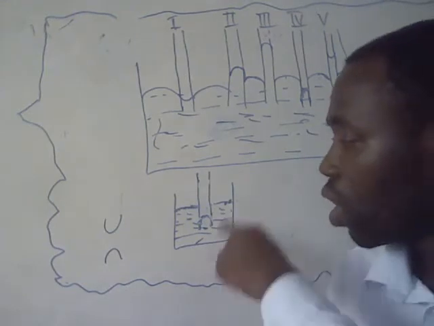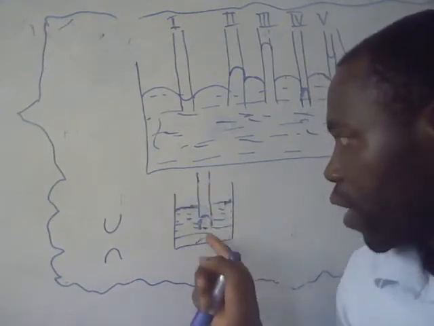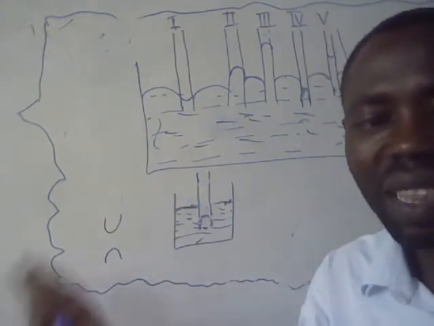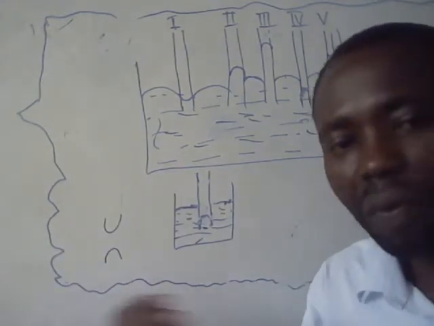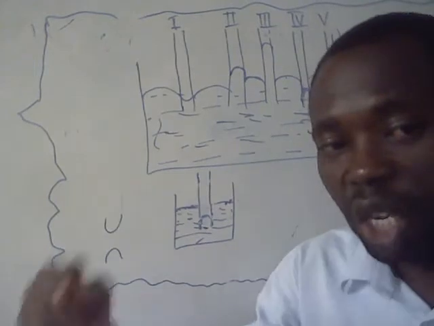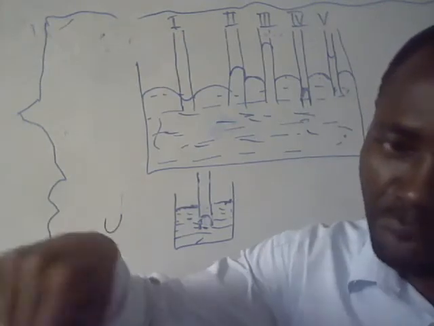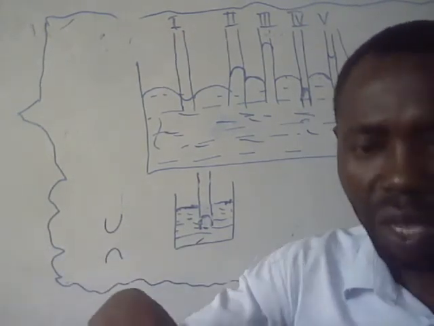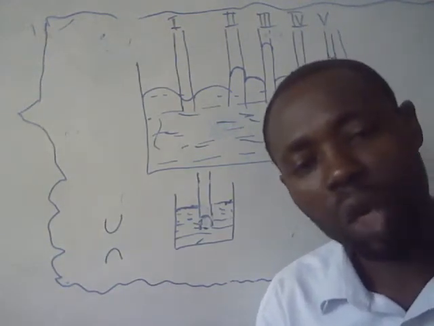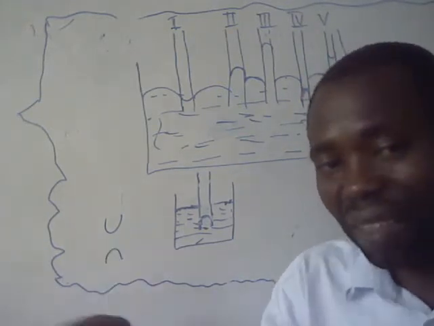So let me repeat it. The reason is because the cohesion of mercury is greater than the adhesion of mercury to glass. Cohesion is a force of attraction between the molecules of the same substance, while adhesion is a force of attraction between the molecules of different substances. So the force of attraction between the molecules of mercury itself is more than the force of attraction between the molecules of mercury and the molecules of the glass container.